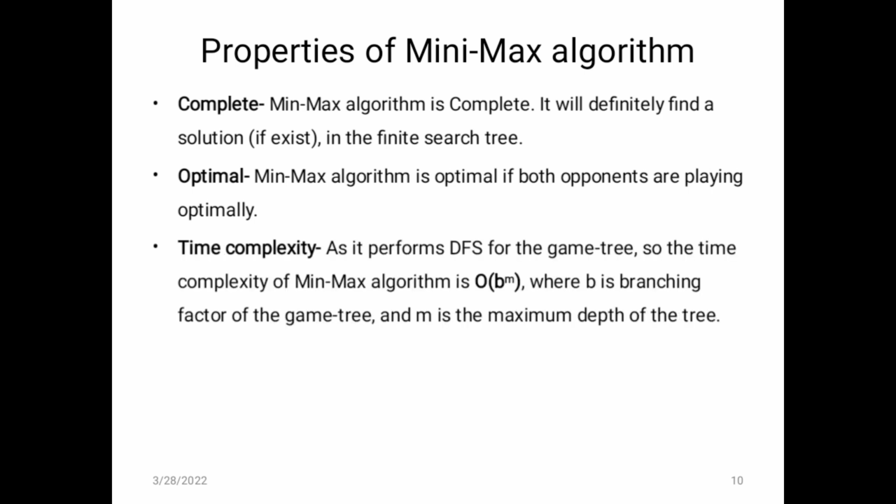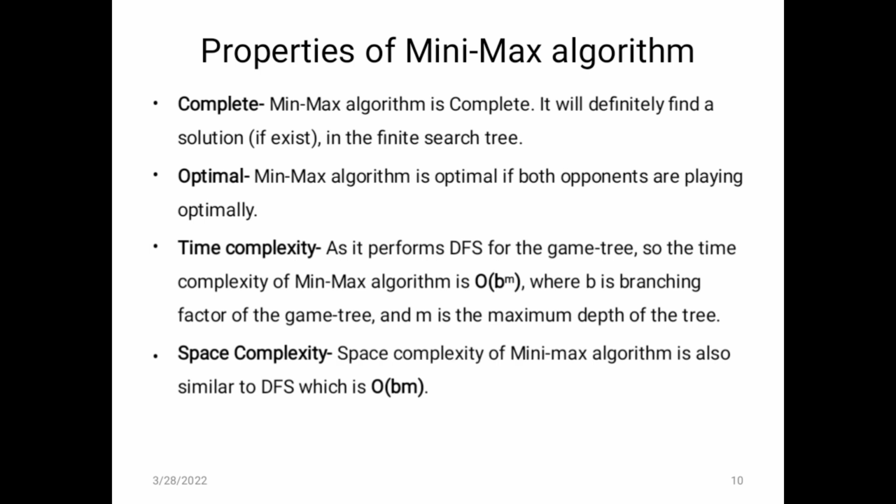The time complexity of the minimax algorithm is order of b to the power of m, where b is the branching factor and m is the maximum depth of the tree. Space complexity is order of b times m. b is the branching factor and m is the maximum depth of the tree.